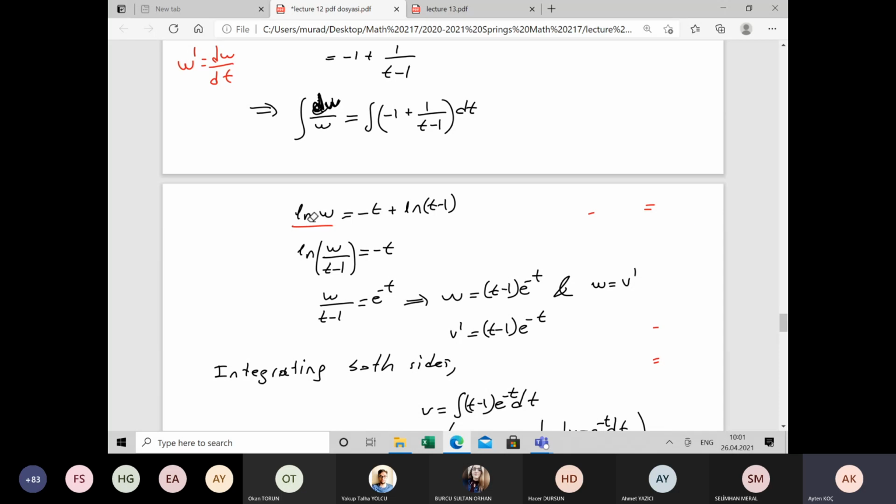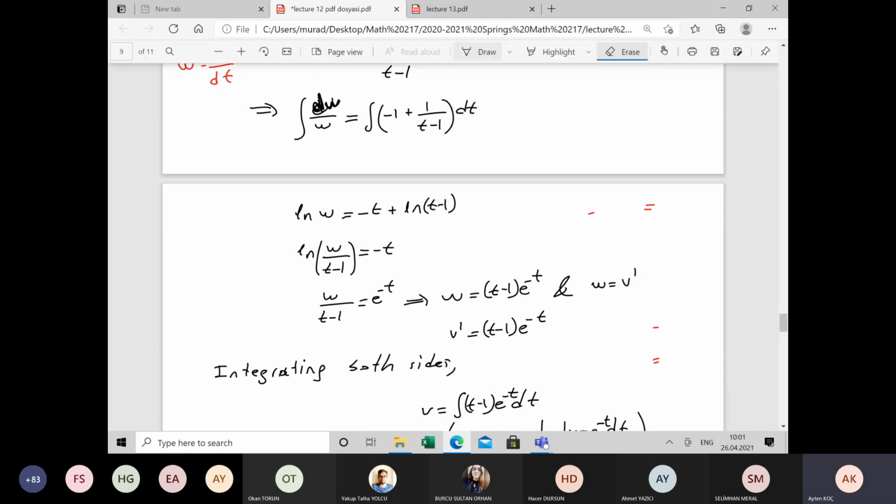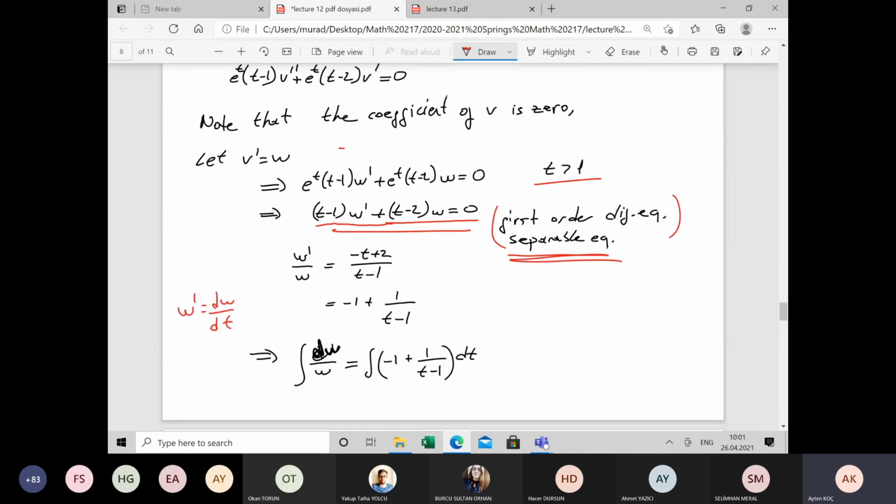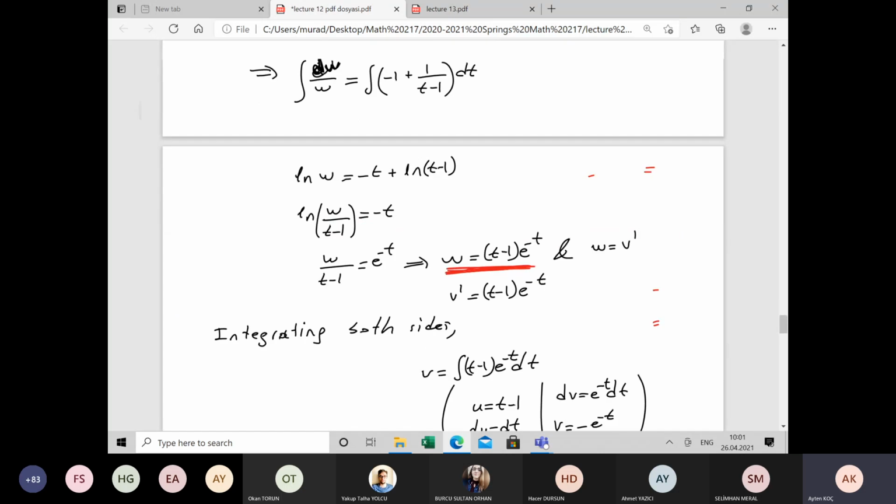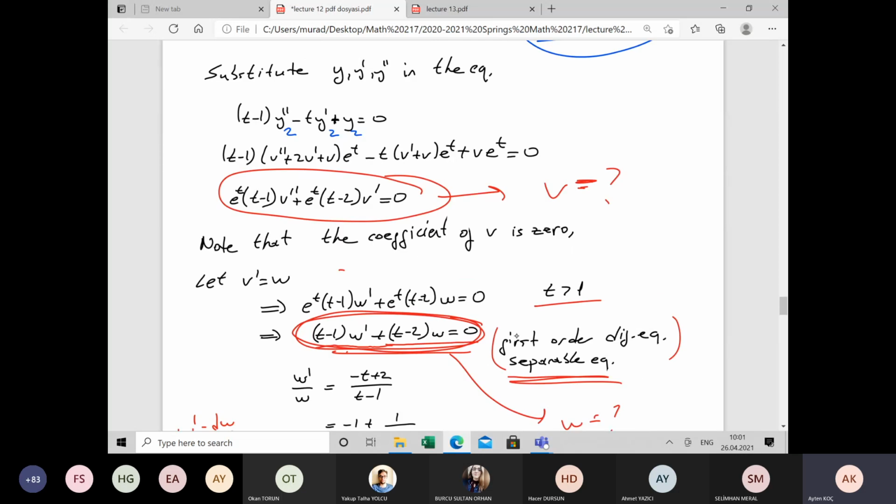Then we obtain and solve for w, because our aim is to solve this differential equation, which means finding w. Yes, w is this one, but our equation is not in this form. Our aim is to find v. So what is v, and how do we find v? If we know w, then v prime is w.